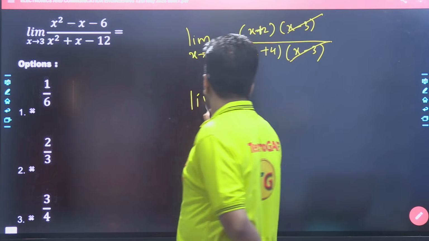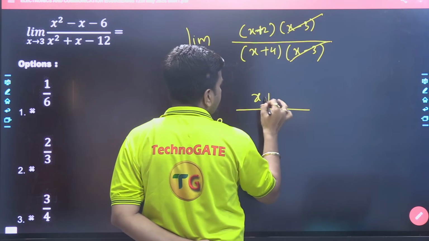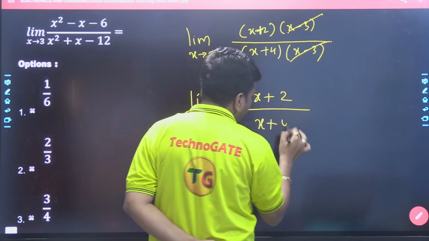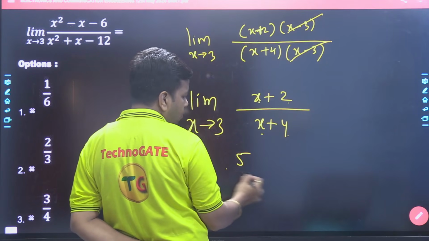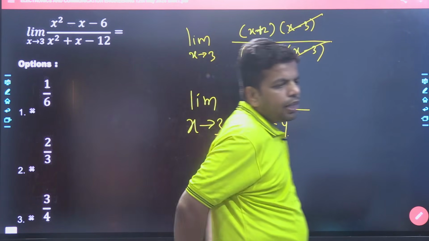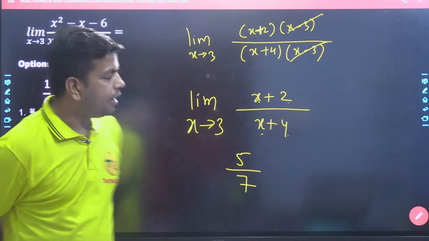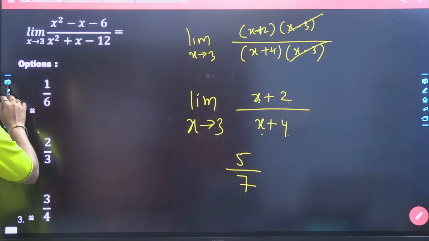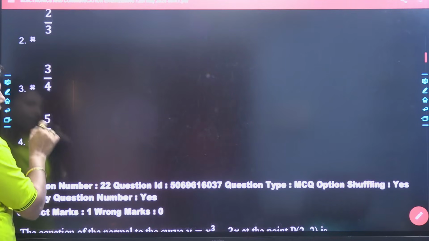So limit x tends to 3 of (x plus 2) by (x plus 4). Just put the value of x equals to 3. So 3 plus 2 is 5, 3 plus 4 is 7. So can we go with 5 by 7? That 5 by 7 is your answer. Got it? So simply you can go with 5 by 7. I think option number 4 is 5 by 7. Yes, it's 5 by 7.